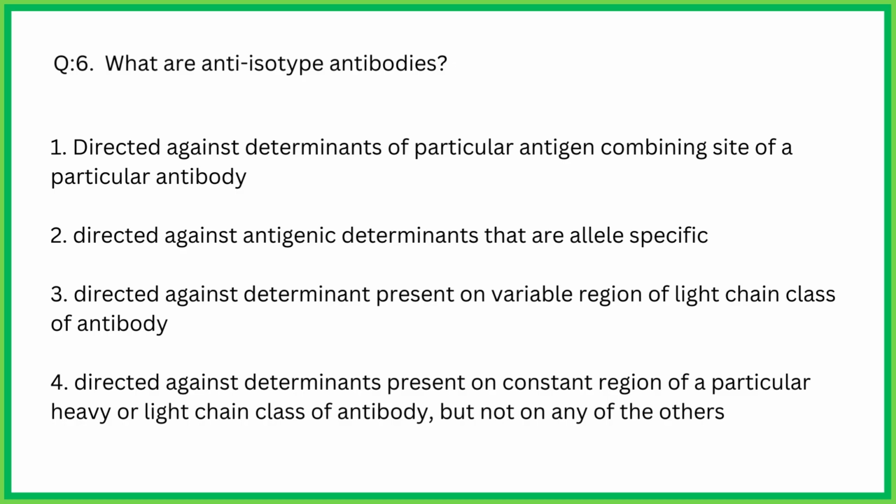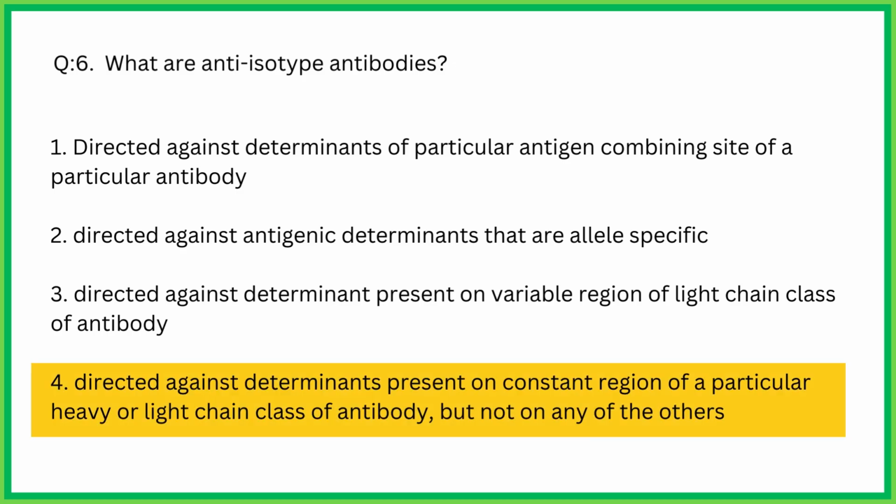If you have read about anti-isotype antibodies, this question is a direct question. So the correct option for this question will be option 4. The anti-isotype antibodies are directed against the determinants present on the constant region of a particular heavy or light chain class of antibody, but not on any of the others. So the correct option is option 4.